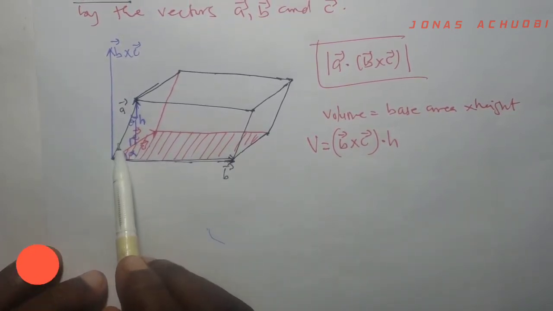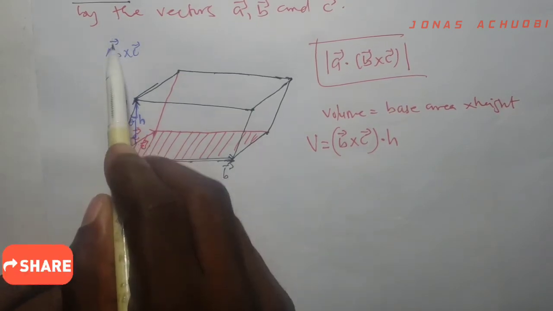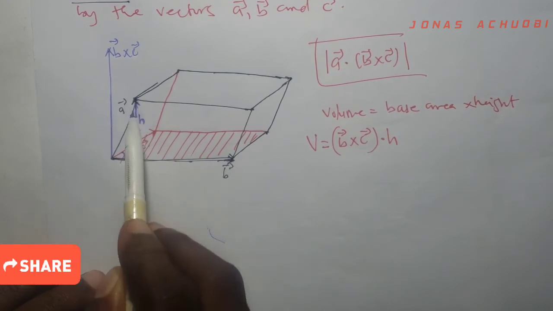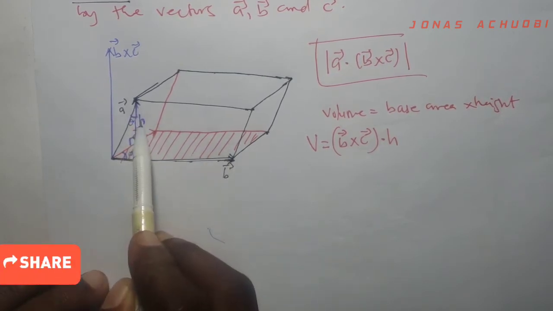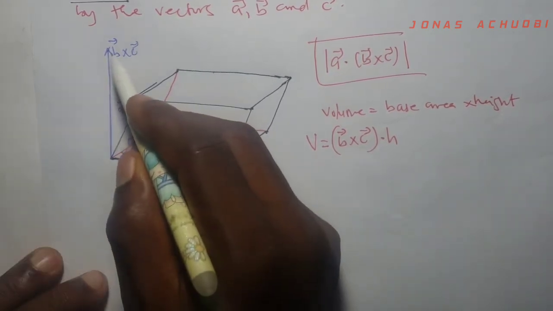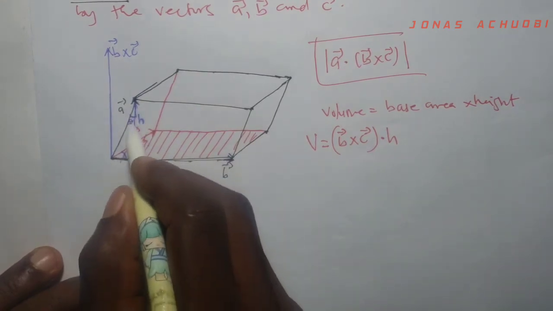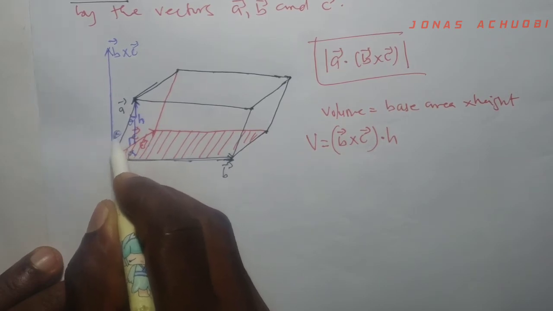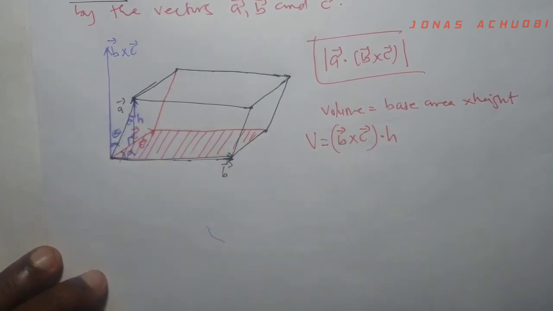And so we observe the following, that this vector B cross C is parallel to the height of the parallelepiped, which is h. Okay, so what do you see? You see that a Z angle is formed here. So if this angle here is angle theta, this angle here is also what? Angle theta. Reason is that alternate angles are equal.